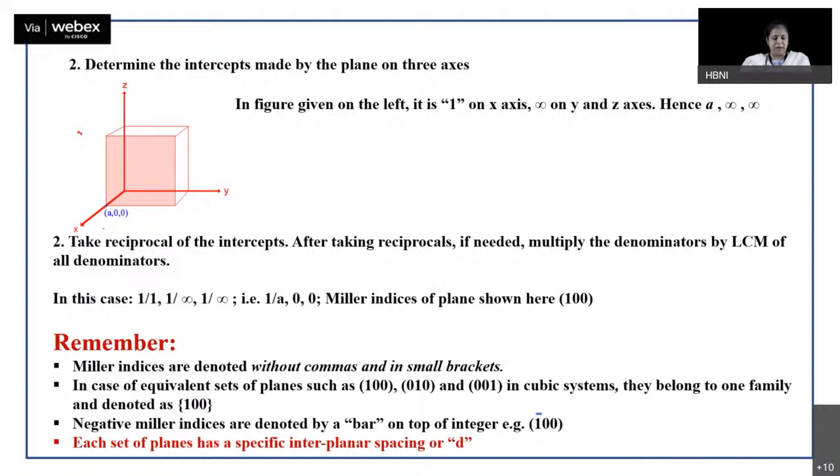If you have a negative Miller index, it is nothing special. Suppose your origin was this and I was talking of a plane here. The unit cells are anyway arranged three-dimensionally in all three directions. Suppose if this is +1, then this would be -1. So I hope I'm clear. When you have a negative Miller index, you simply put a bar on the number. And of course, as I said, the Miller indices are characterized by their interplanar spacing d. So each set of planes has a specific interplanar spacing.